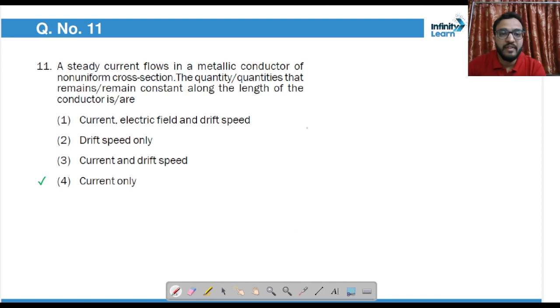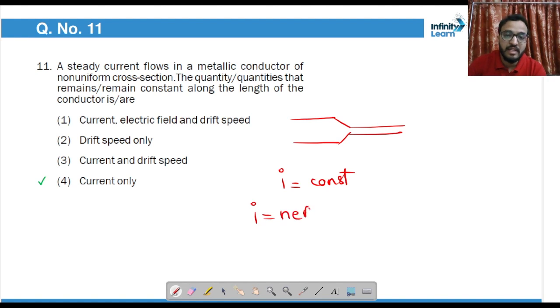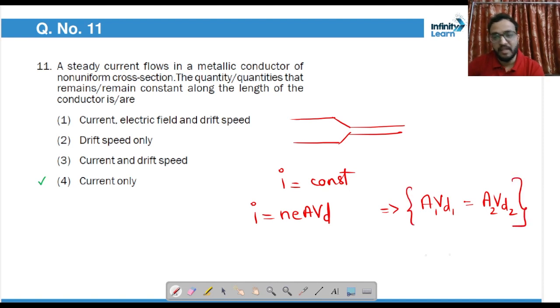Question 11. Whenever the cross section of the wire changes, the current remains constant. Remember this thing. Because I is what? nEAvd. n and e will remain constant. So we will say A1 vd1 is equal to A2 vd2, right? Yes or no? So I remains constant. This you remember, no matter what happens to the cross section.